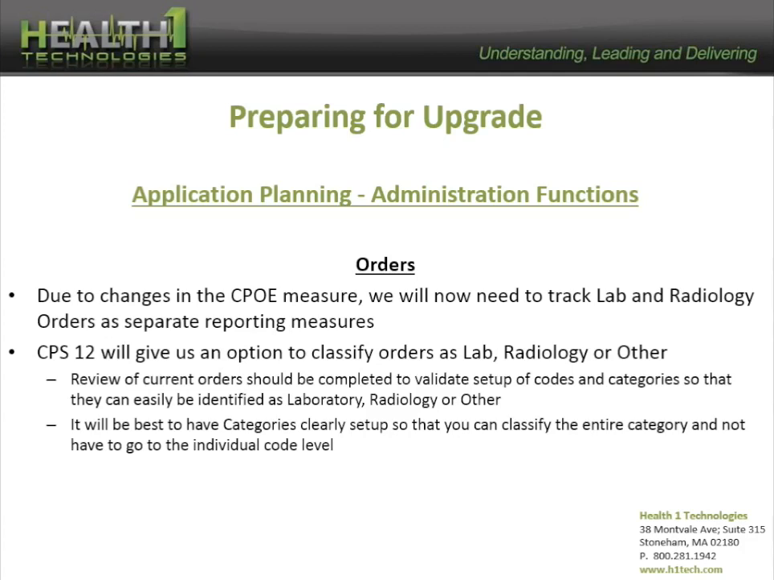So what we can do now is really take a look at our orders module and how it is set up right now. So making sure that we go into the categories, for instance, and the things that are in the lab category or multiple lab categories are really lab tests, and that we're really using them. And the same thing with radiology, that they're clearly defined as to what is radiology so that we can classify those easily once we get the upgraded product.